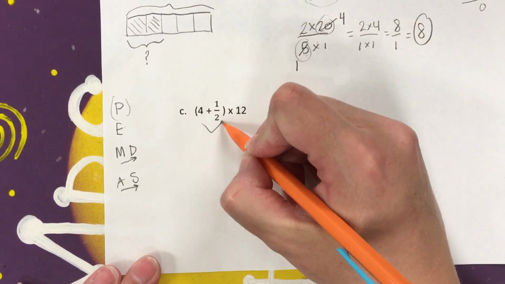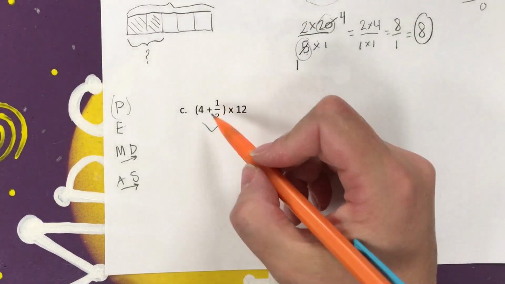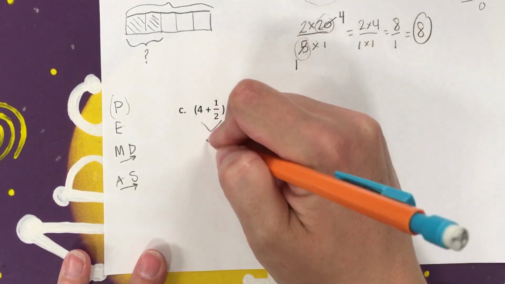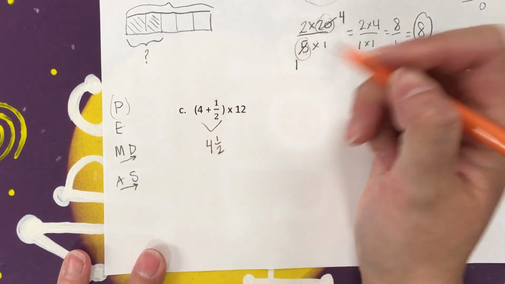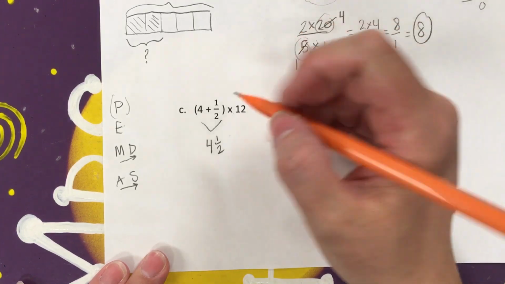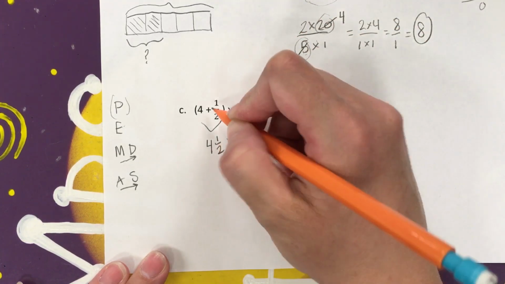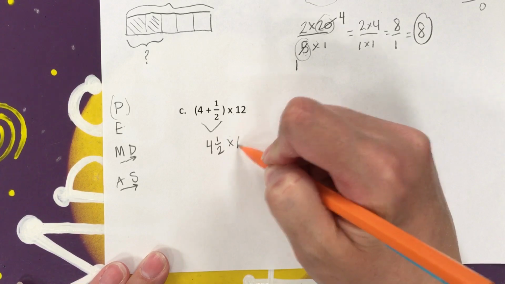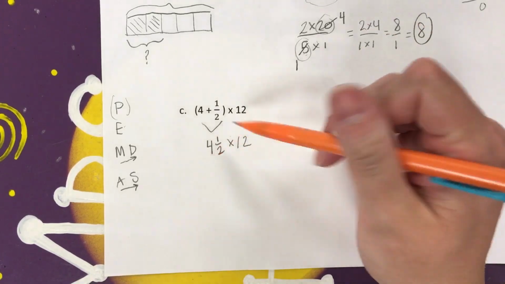So this part here is what we're going to solve first. We have 4 plus 1/2, which I know is 4 1/2, 4 1/2. And I'm going to bring down my operation and my other factor. So now this becomes 4 1/2 times 12. All right, now this looks tricky.